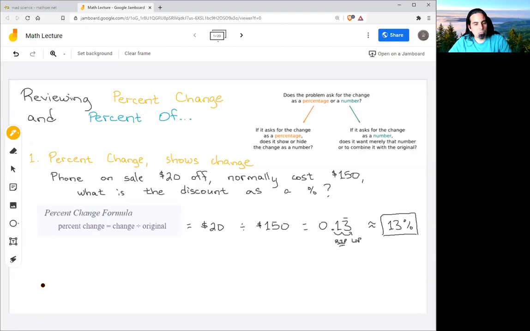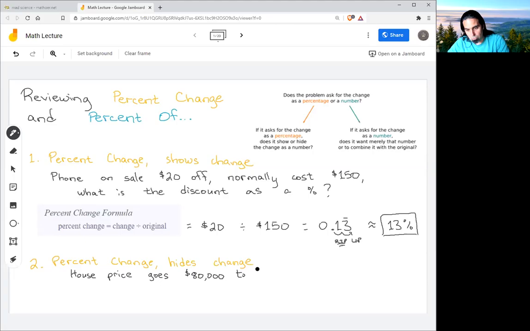None here, thank you. Okay, so somebody, one of you or together, some of you, your turn. Now we're going to do a percent change, but it hides the change. So maybe a house price goes from an $80,000 house to $105,000. What's the percent of the change? How would I do that one? I'll be your scribe, you tell me what to write.